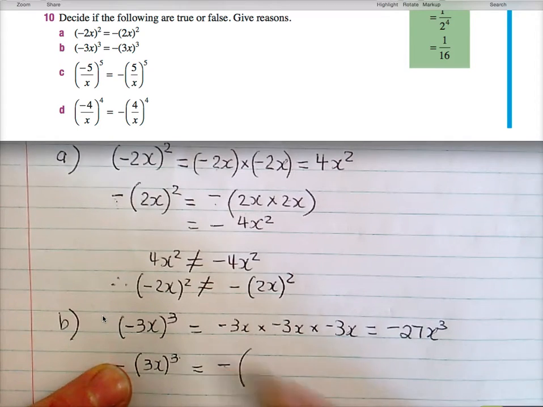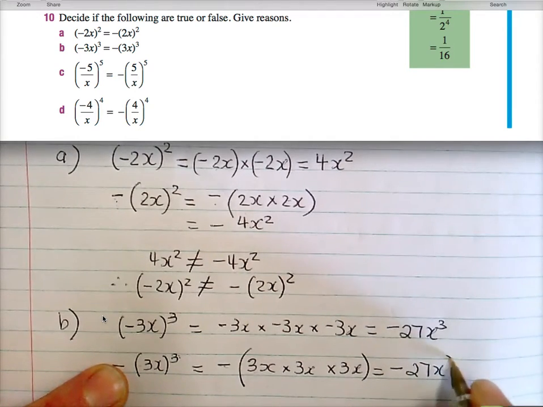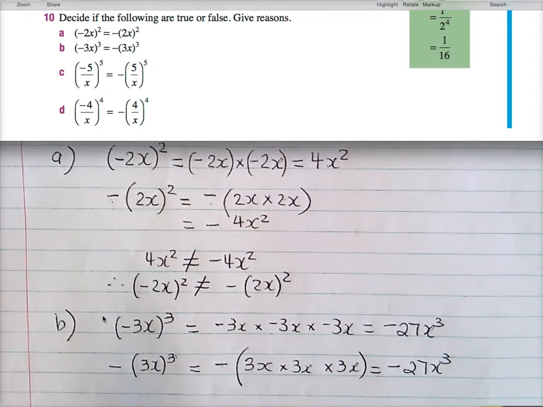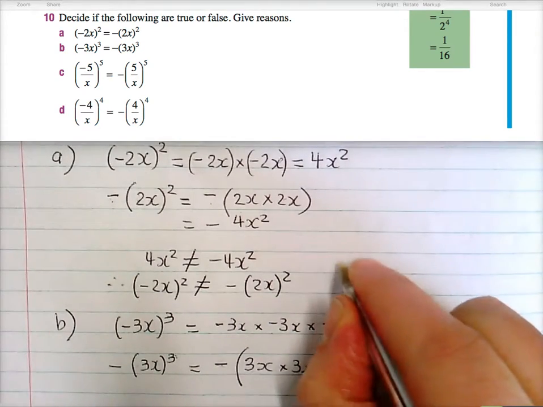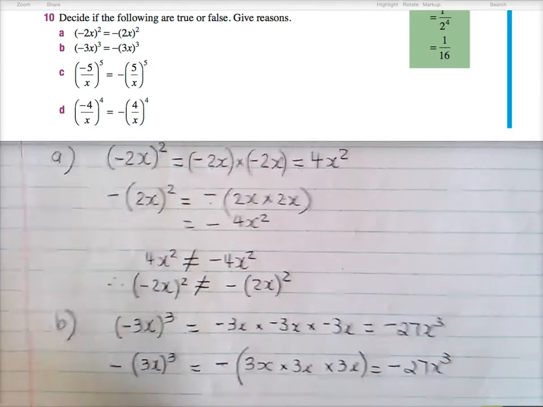Or I can just cube it straight away. What do you get here? What's 3 cubed? Or I can use my rules. I can go that times that times that, which is negative. Do the brackets and you get 27x cubed. So girls, in part B, they are equal. What's the difference? Think, 10A is false and 10B is true, that they are equal.